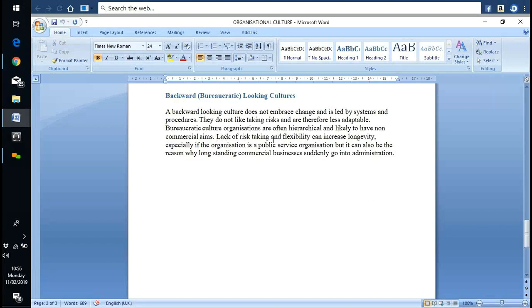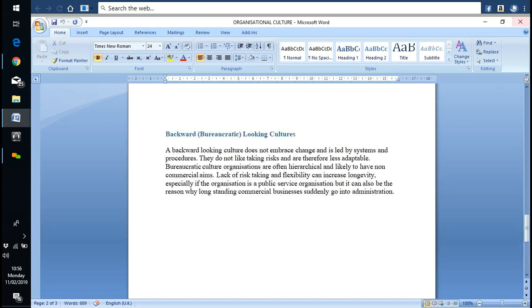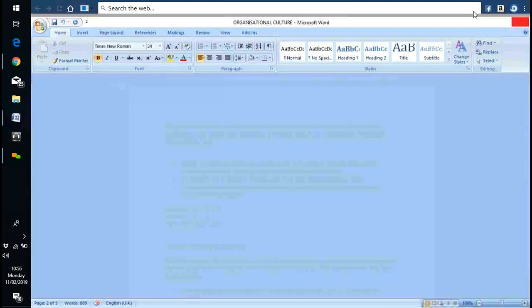So, lack of risk taking, lack of flexibility, especially in public service organisations, but it can be the reason why a long-standing commercial business is suddenly going into administration. The example I gave you is the sort of thing you get in terms of the effect that the culture within an organisation can have. So that's the end of that one.